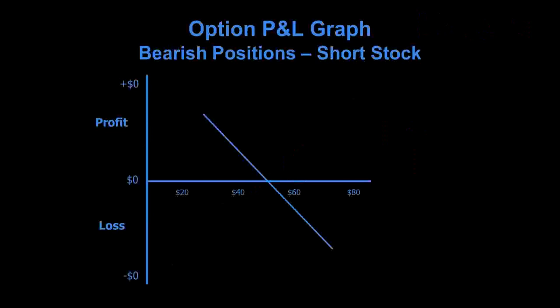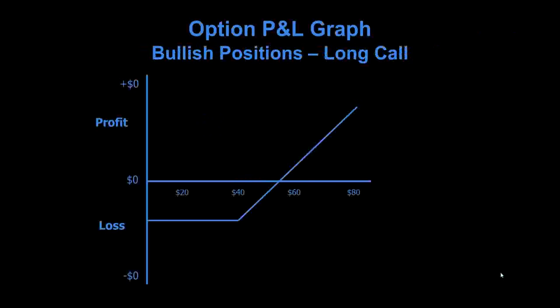Same thing with a short stock right here. If I'm short stock, I'm going to sell to open 100 shares of stock. So I sell to open this thing right here. With short stock, for every $1 down it moves, I gain $1 in profit. For every $1 up it moves, I lose $1 in losses. Again, it's that perfect 45-degree angle that you're looking for. So that's how you're looking at this.